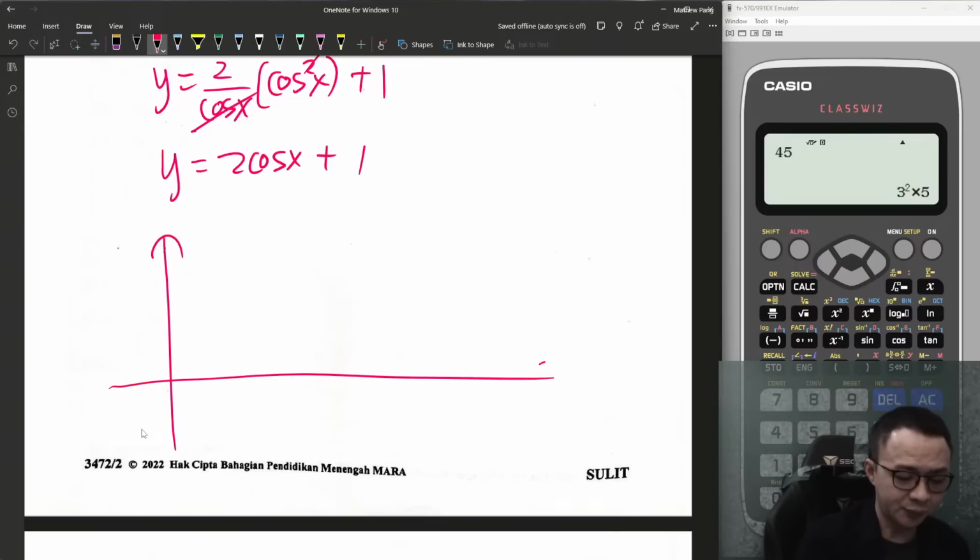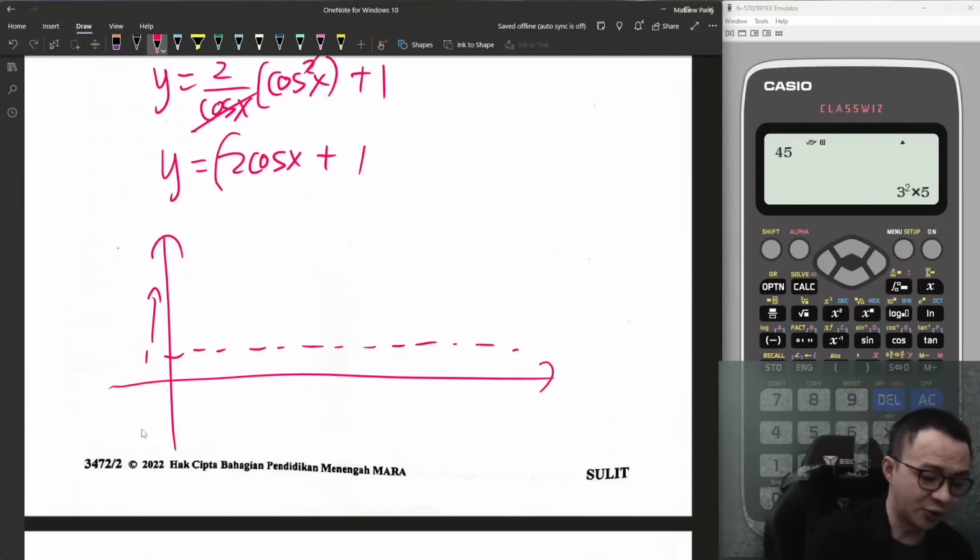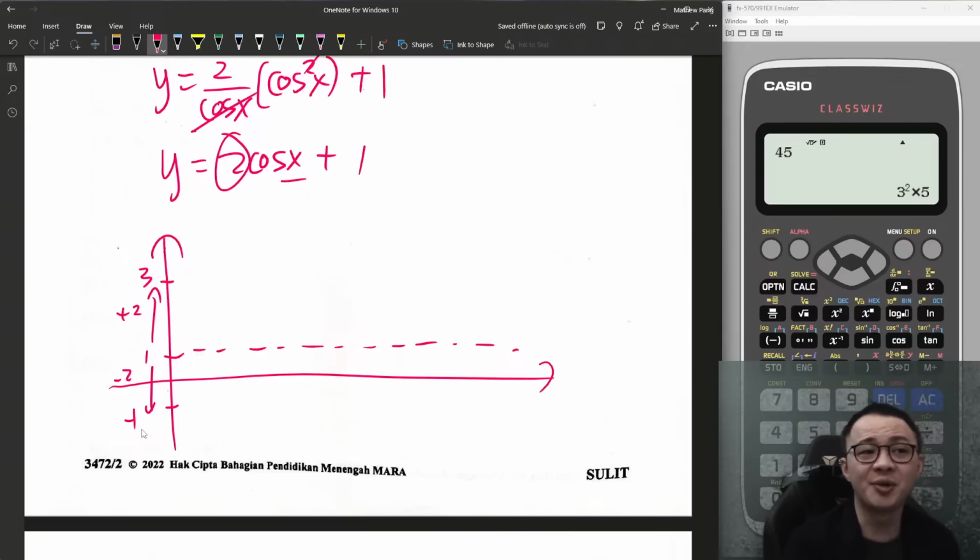So yeah, we will draw the 1 first. Maybe 1 is somewhere here. Then here we'll need to plus 2 because the amplitude is 2, right? Plus 2 and minus 2. So plus 2 you will get to maximum 3, minimum is -1, isn't it? So my cos graph is 1 cycle only, right? Because cos x. So yeah, 1 cycle should be quite easy.